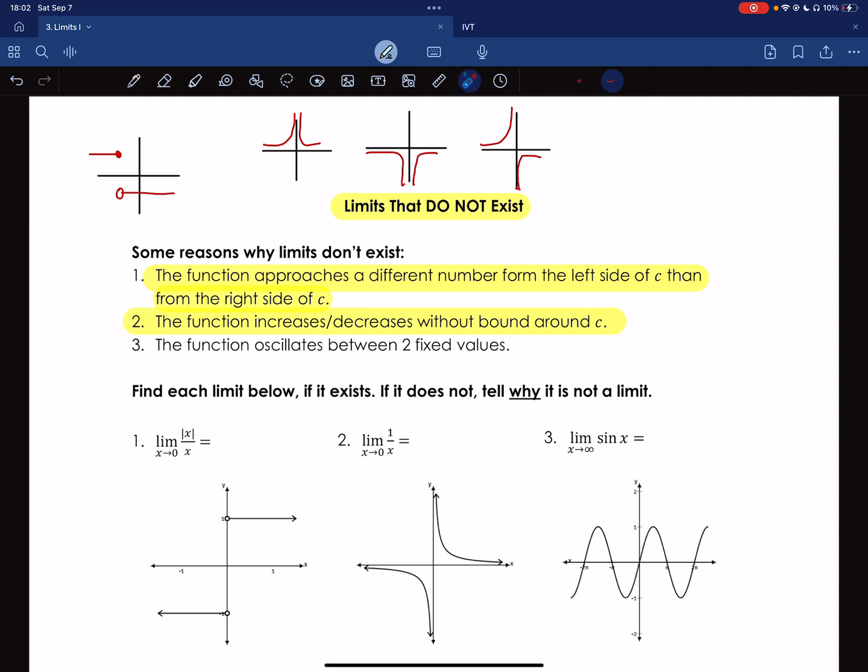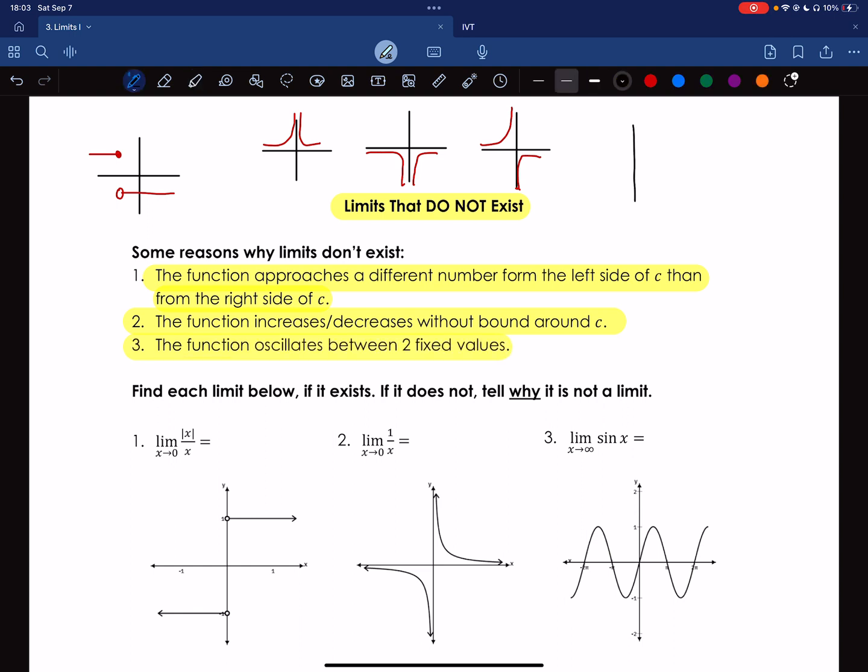More specifically, this one, as x approaches 0, would be going towards infinity. This one, as x approaches 0, would be going towards negative infinity. This one just doesn't exist. So all three don't exist, but this one and this one do have more specific answers depending on what's given as an answer choice. The last one is the function oscillates between two fixed values.